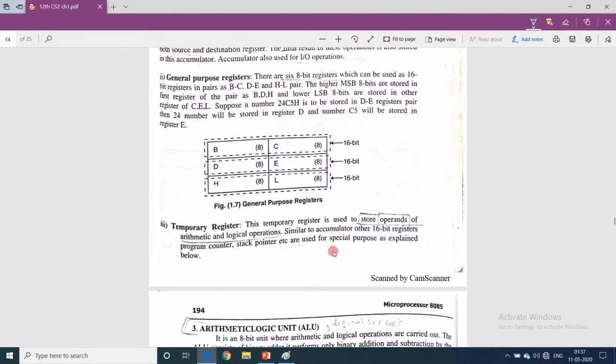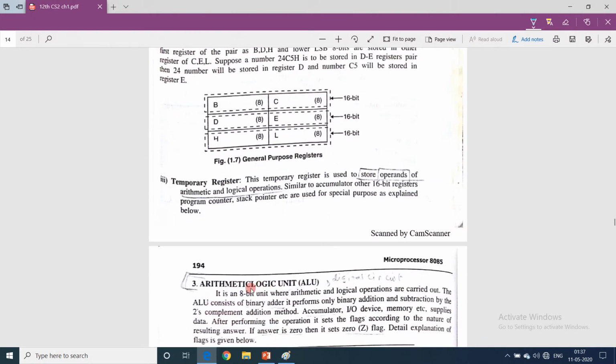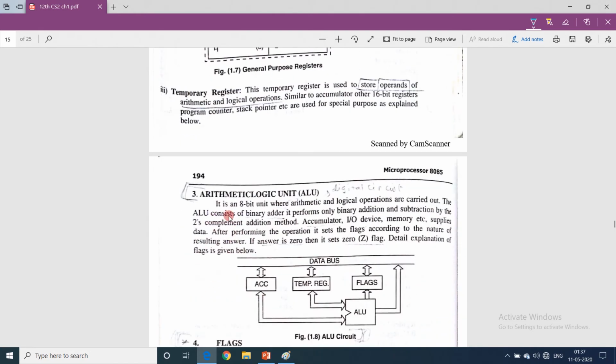So the further topics we will continue in the next video. In the next video I will start with the arithmetic logic unit. For this video we will stop here.